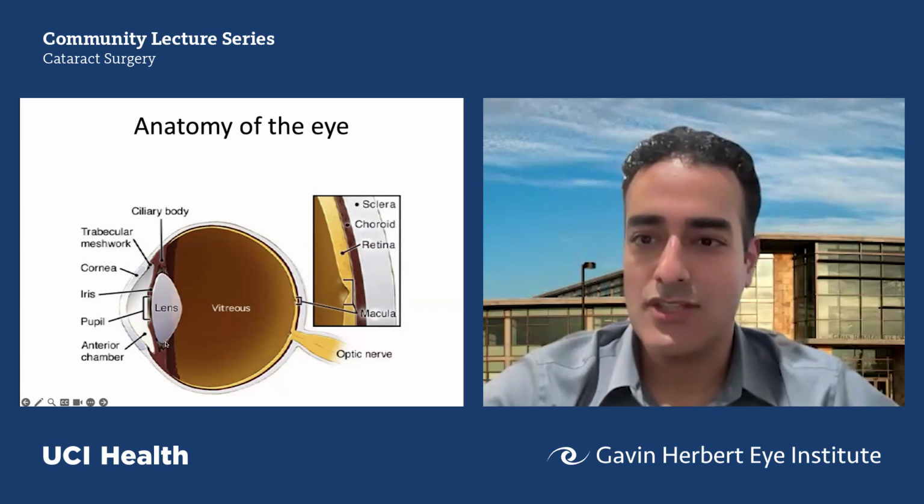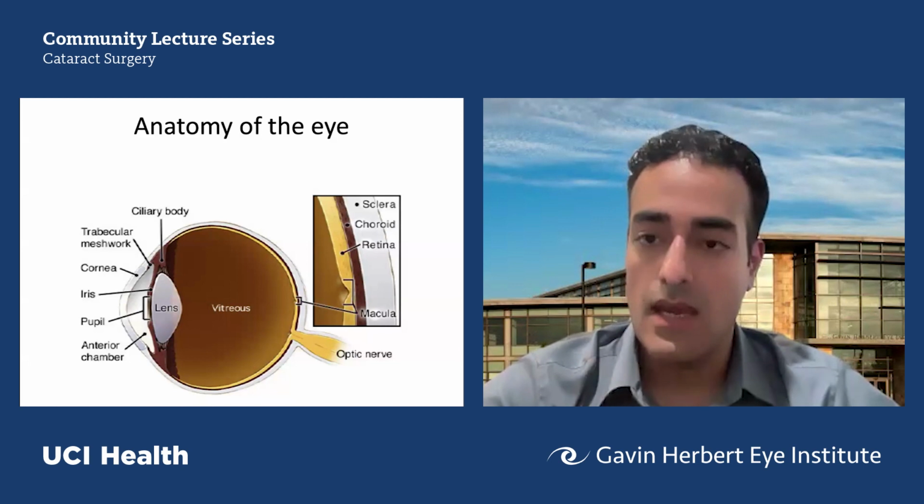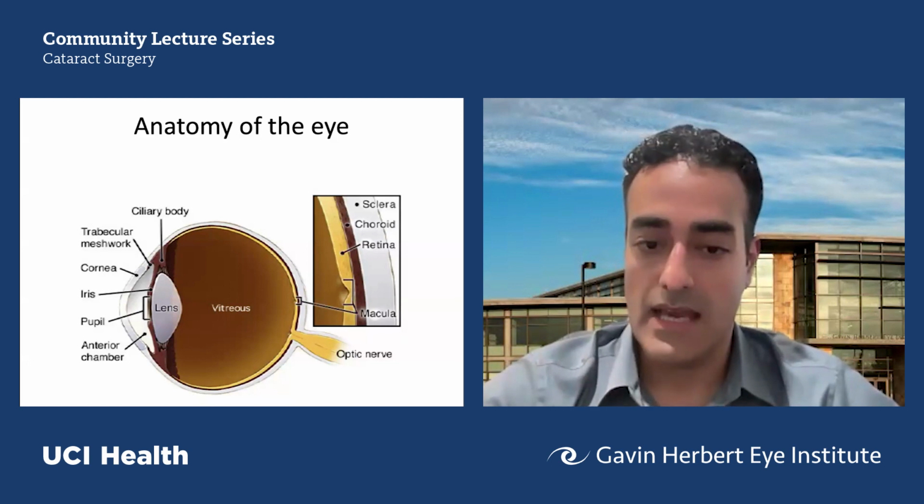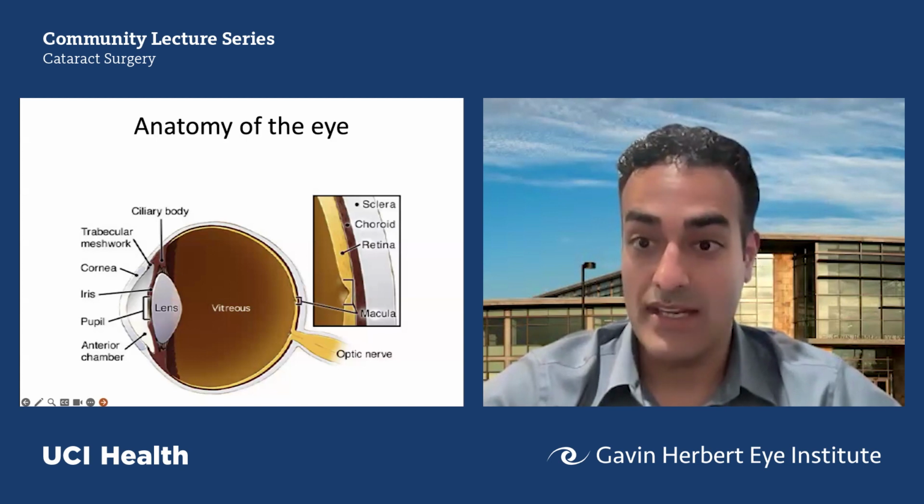So if we kind of imagine an old school camera, the lens is kind of similar to the lens in a camera. It's basically allowing the images to be focused on the film, or the retina of the eye, and allowing us to see what it is that's around us.